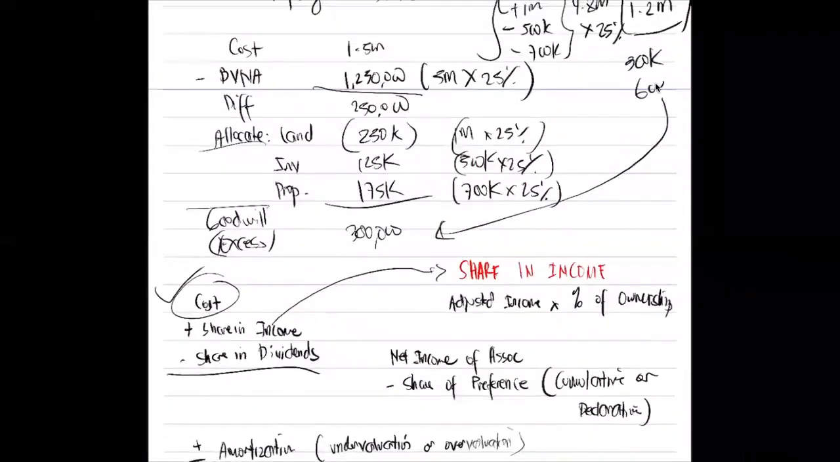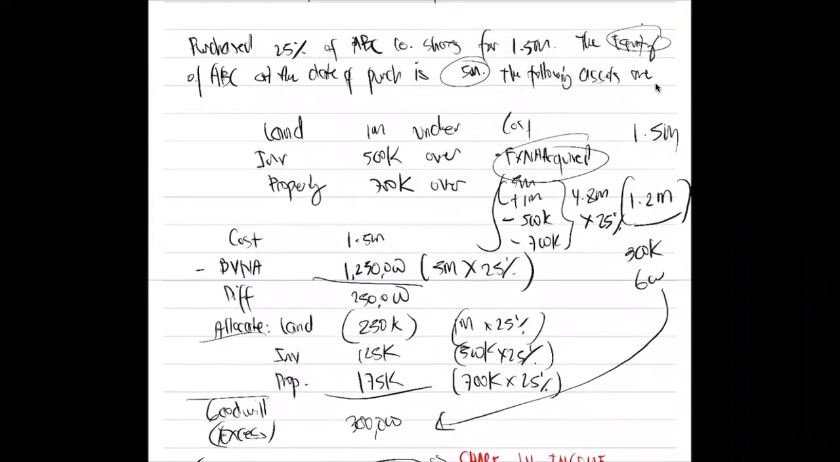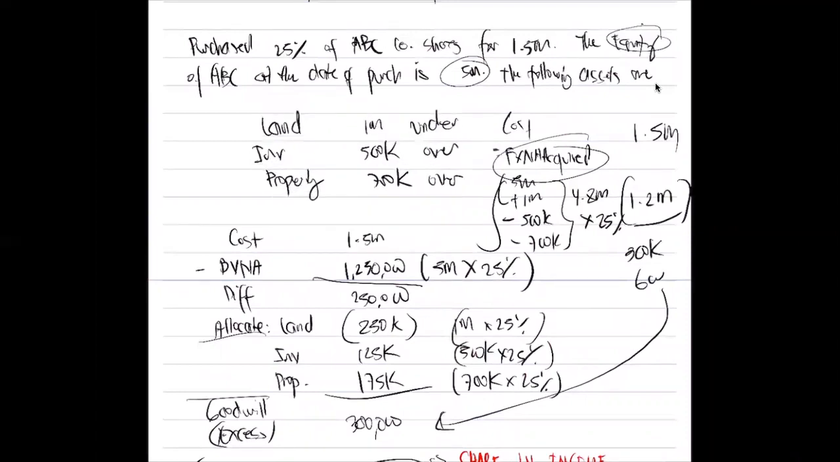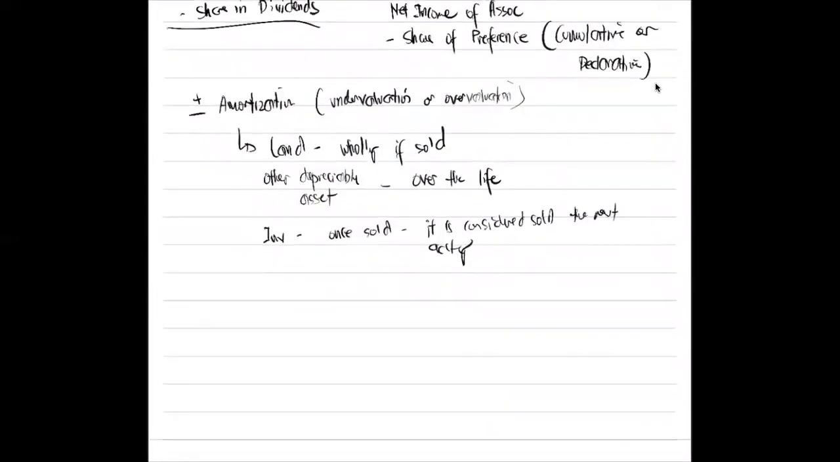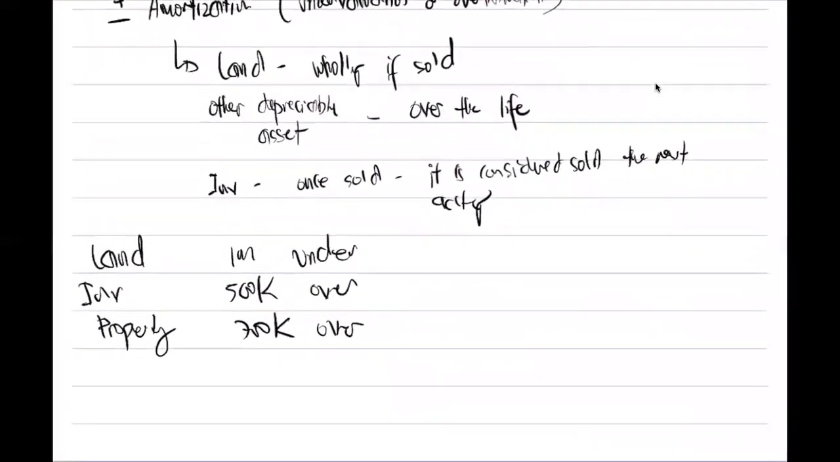Okay, so let's make use of our example a while back. So let's copy this one. So land, we have here 1 million, which is undervalued. Inventory, which is overvalued. And property, which is overvalued. Let's say the life here is 10 years. And let's say you have here net income of the associate at 1.2 million pesos. So what is the treatment?